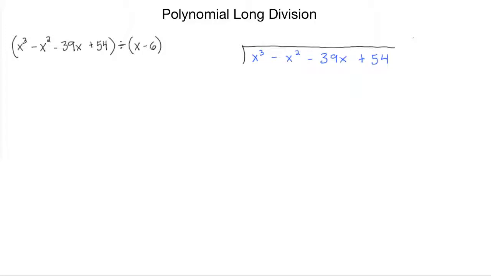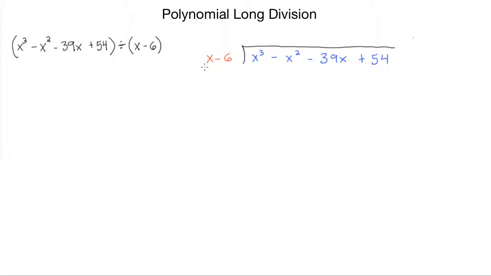Now, what am I dividing it by? I'm dividing it by this x minus 6 binomial. So I'm going to write that in front. And in some ways, taking this whole thing, I'm trying to see how many times x minus 6 factors into this thing. And we're going to slowly work through that here. Okay, so here's the method that we're going to do.